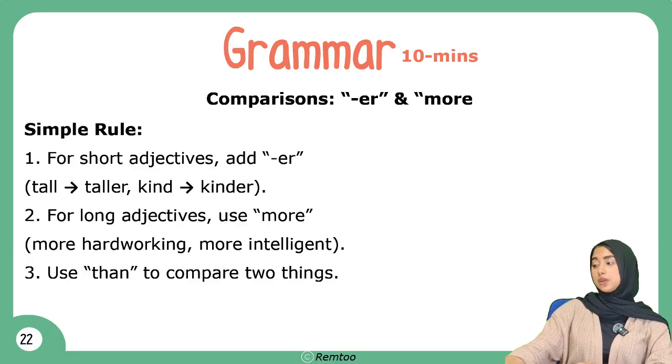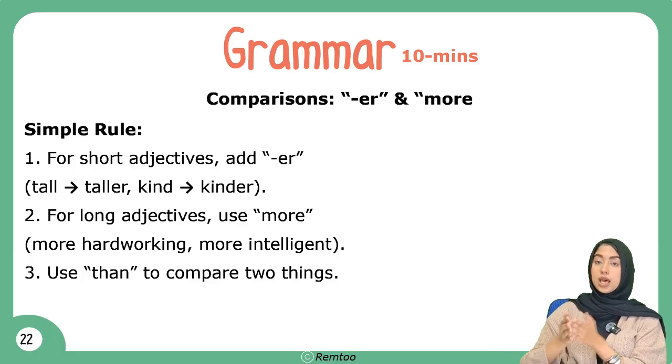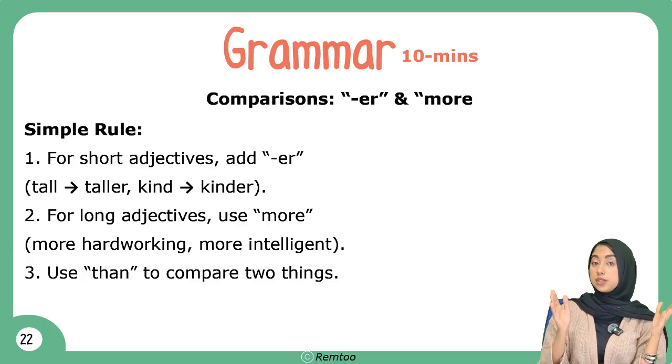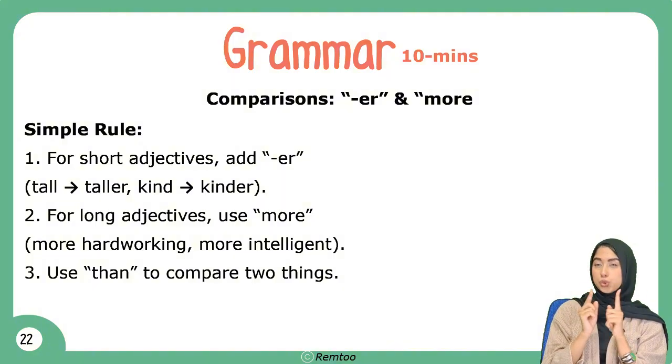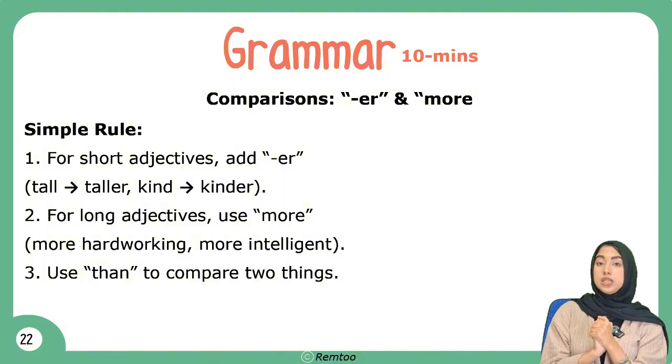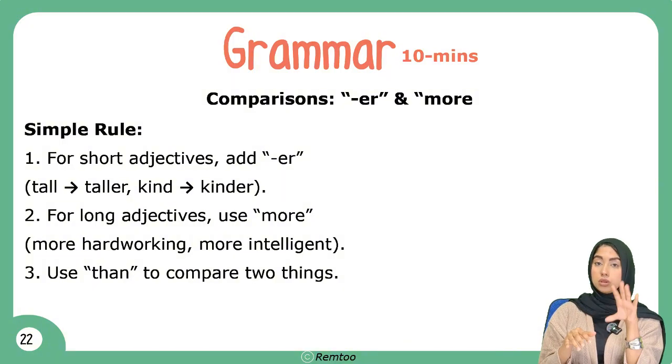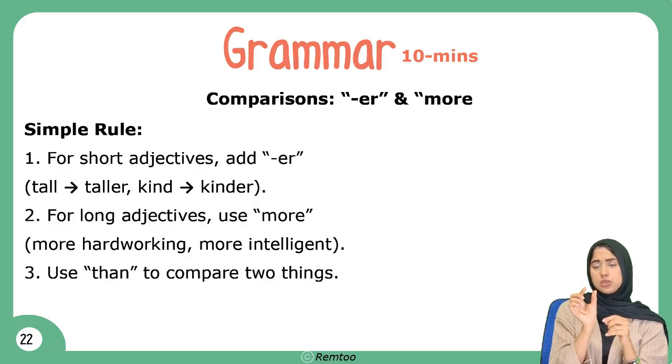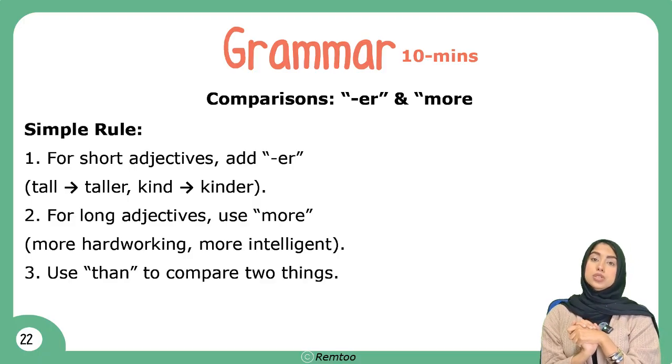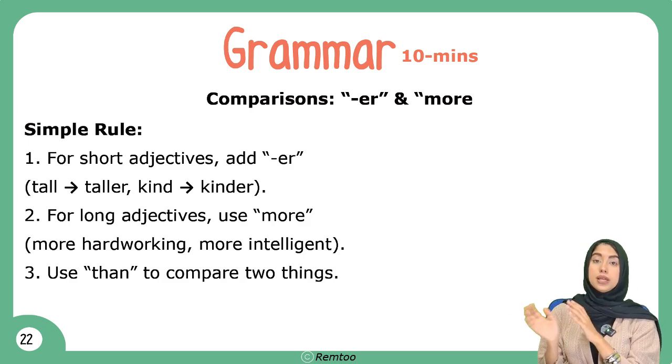Yes, here in the grammar we'll speak about the comparisons, how to make comparisons, all right? Well, so the rule is very easy and simple. I just give you the secret. So for short adjectives, just add er. So for example, tall, it's a short adjective, right? It's only tall, yeah? Just add er, so taller than. Kind, also short, so kinder than.